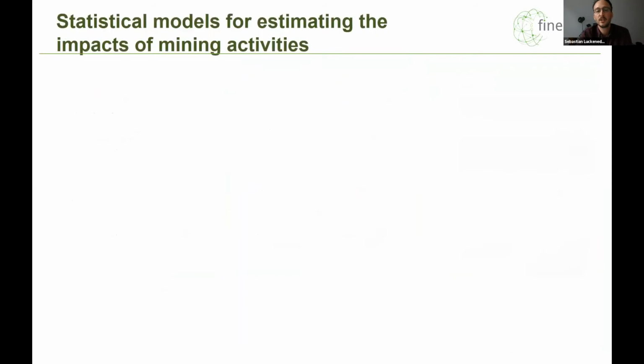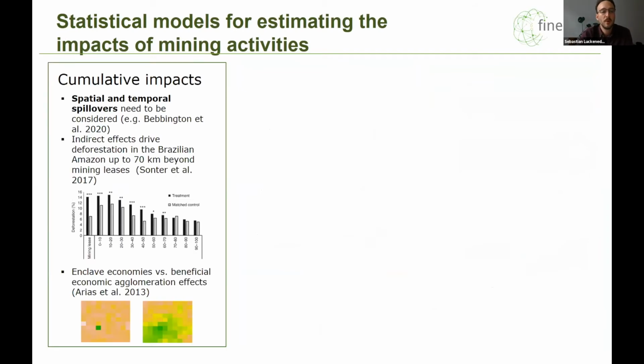This brings me to the next part, the statistical modeling and the estimation of actual impacts of mining activities. There, our main motivation lies in the observation and the demand for an assessment of cumulative impacts of mining activities. Currently there is a lively debate on assessing spatial and temporal spillovers, which also need to be considered when we talk about impacts. For example, there is a study by Laura Sonter, who finds that mining indeed indirectly affects deforestation in the Brazilian Amazon up to 70 kilometers beyond mining leases.